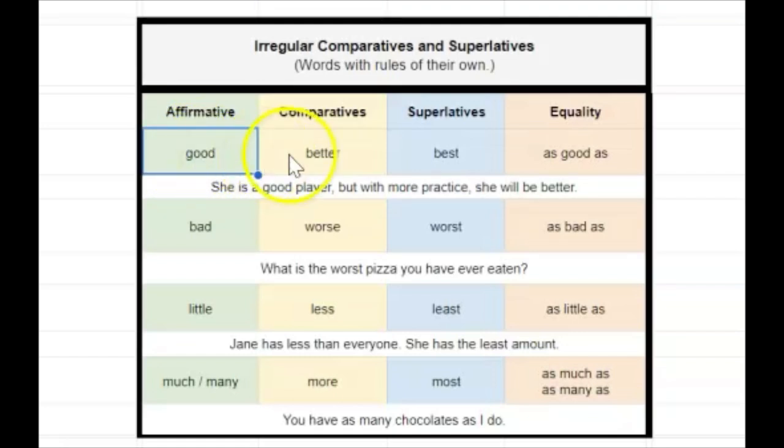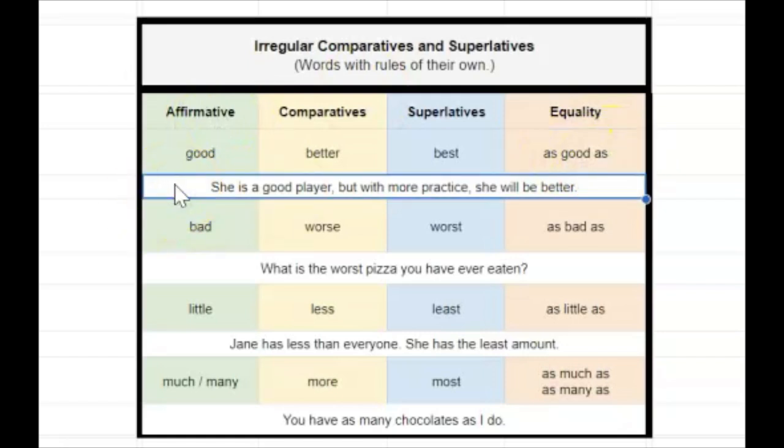The first word is good. The comparative is better, and in American English, we're going to pronounce it with a D sound, better. The superlative is the best, and then the equality is as good as. So we're going to go back to the affirmative within the equality. The example is, she is a good player, but with more practice, she will be better. And then maybe someday she'll be the best.